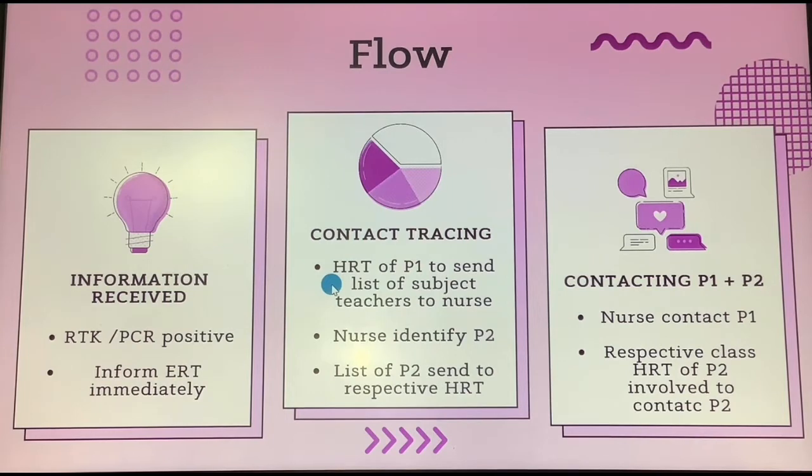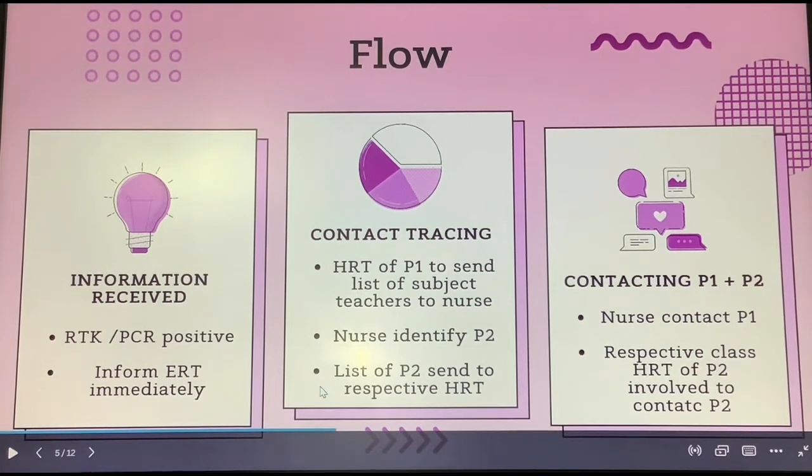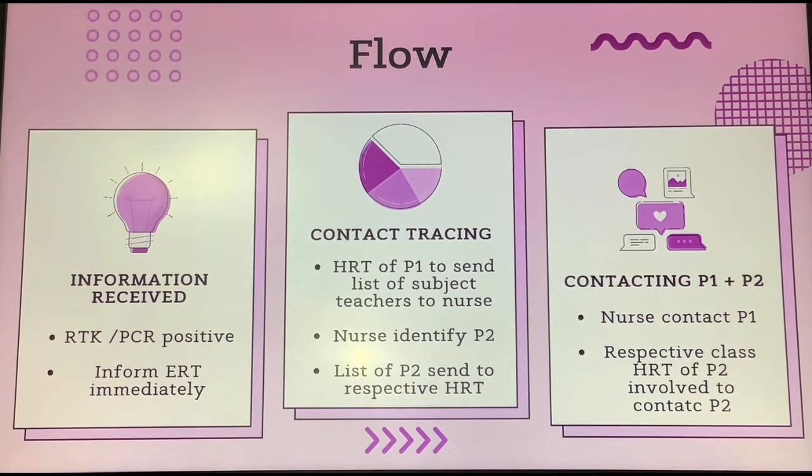So for 2 Edison, the HRT must send the list of subject teachers to the nurse, and the nurse will call up the positive student's parents to identify who is P2. P2 means the close contact of the positive student. Then the nurse will list the P2 who are outside the classroom. Let's say the positive case is in 2 Edison, a student called Ali. Ali says that not only is he very close with those in his classroom, he also has close contact with Sarah in 2 Galileo, who sits with him side by side, and they were talking without masks on. So Sarah in 2 Galileo is considered P2.